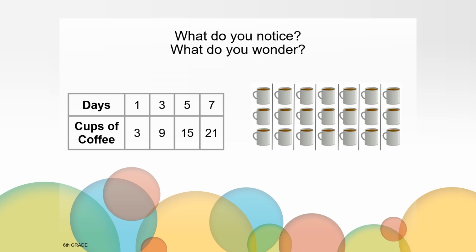You might notice that there are 21 cups of coffee arranged in an array of 3 by 7, or that the cups of coffee seem to be split into 7 groups. You might notice that each day represents the 3 cups of coffee that Lynn had that day, or that the table seems to be connected with the picture. Take a moment and see what else you notice.